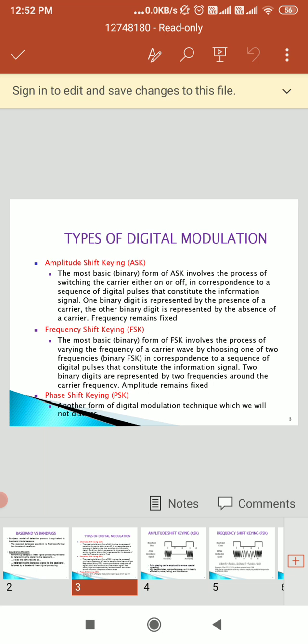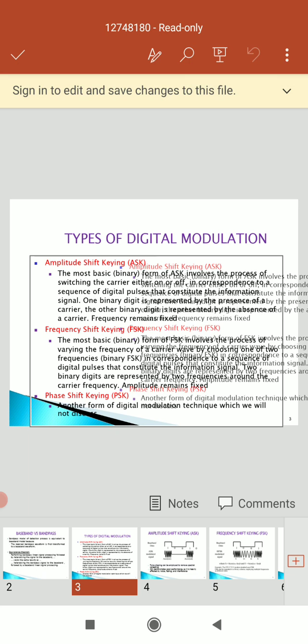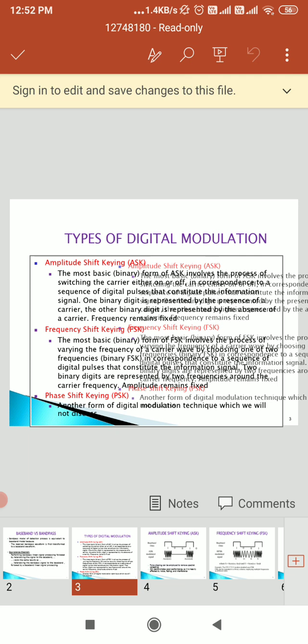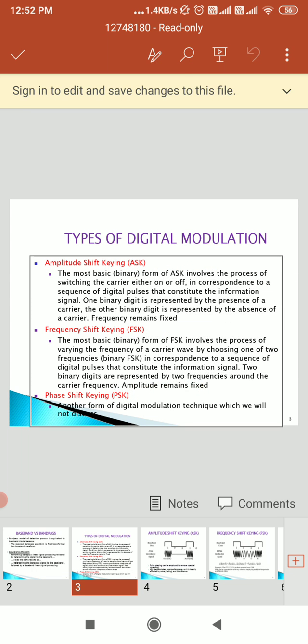So here now we can see about the FSK. As the name suggests, if we are changing the frequency of a carrier in accordance with the baseband signal, we can say that is FSK. When the frequency of a carrier is varied in accordance with the baseband signal, we call that frequency shift keying.